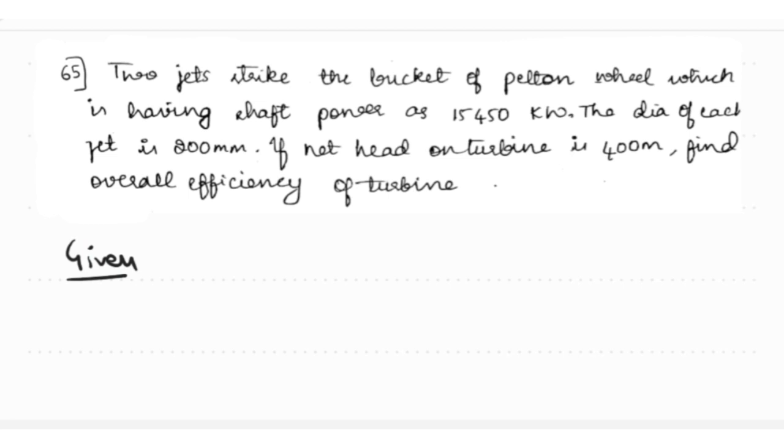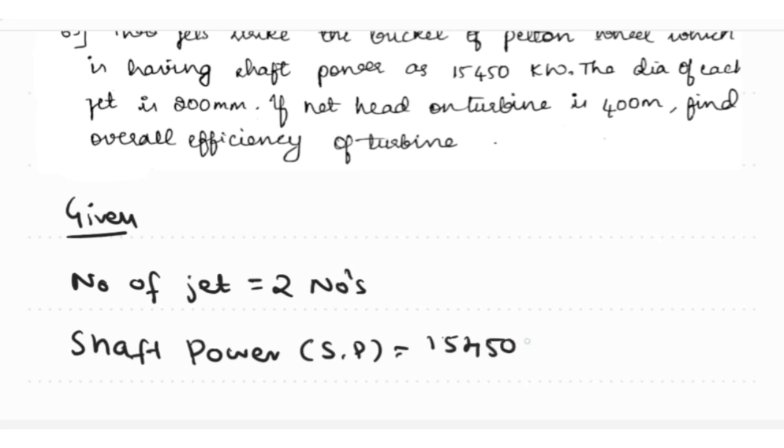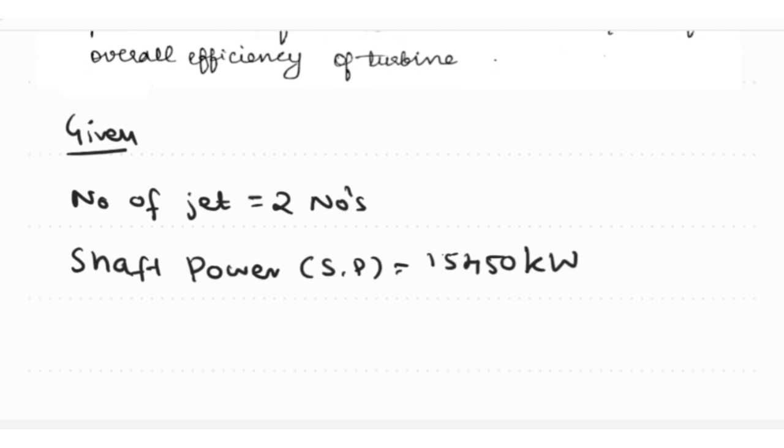So in the question, two jets strike the bucket of a Pelton wheel which has a given shaft power. So number of jets is equal to two. Shaft power, SP in short, is 15450 kilowatt. The diameter of jet is given, d is equal to 200 mm.